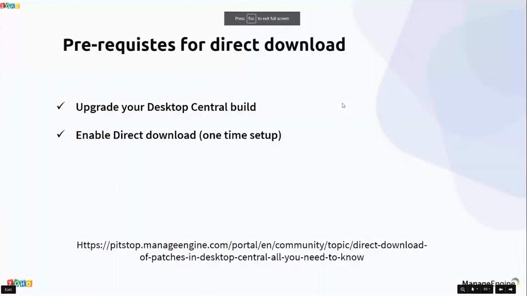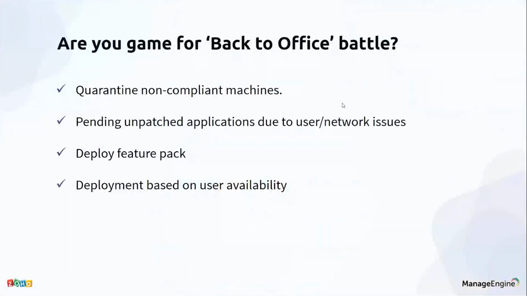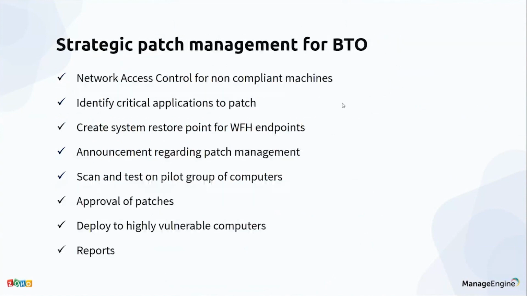Now, let's talk about the back to office machines. There are a few factors that an administrator should look for when the machines are back to office: quarantining the non-compliant machines, updating the unpatched applications, deploying the feature packs, and deploying updates based on users' availability. Let us discuss the situations one by one. Previously, we have seen how to manage the endpoints during the work from home scenario. And now we shall create a patch routine for the back to office machines.